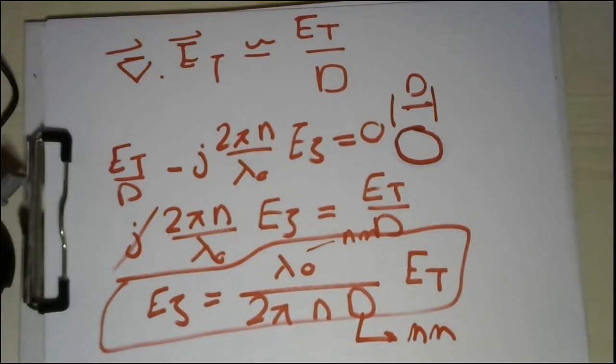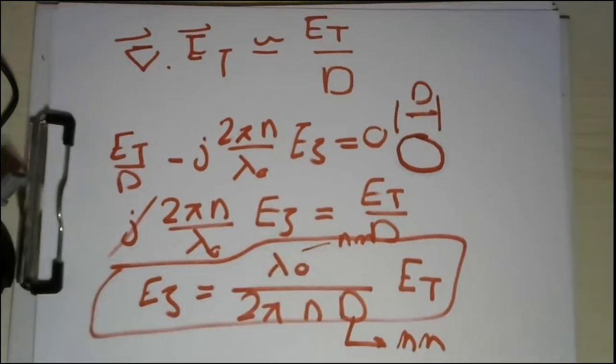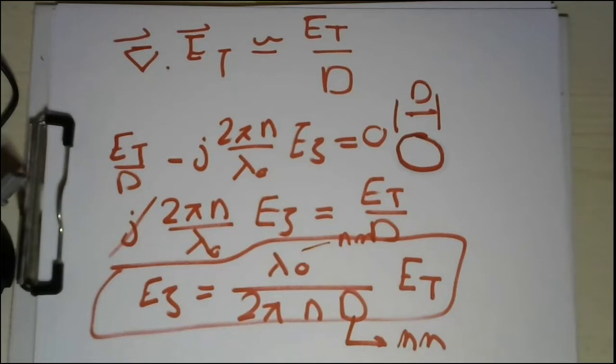So you are now dividing two terms. The numerator is in the nanometer range, while the denominator is in the millimeter range. I mean that the numerator is much smaller than the denominator, by 10 power 6 times. The result of this fraction is something in the order of 10 power negative 6. That simply means that Ez is very, very small, because you take E transverse and multiply it by 10 power negative 6. So you can say that Ez is approximately equal to zero.